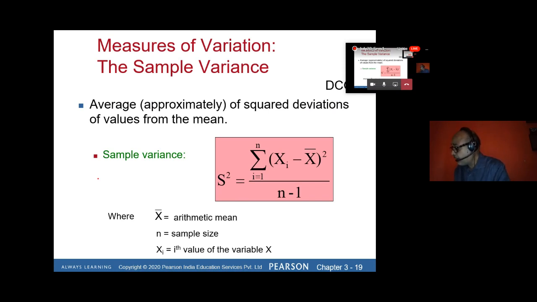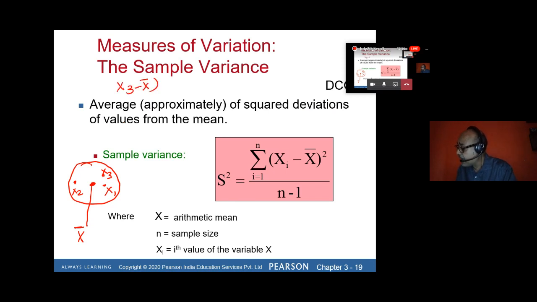Here a very simple formula I am trying to explain with the help of one graph. Suppose your central tendency is 160 ml, that is the mean, X bar. Some product has the weight X1, some X2, and some X3. So what is the variation of weight of X3 from the central tendency? You can easily say it is X3 minus X bar. Variation of weight of X1 from the central tendency is X1 minus X bar. This is the variation.